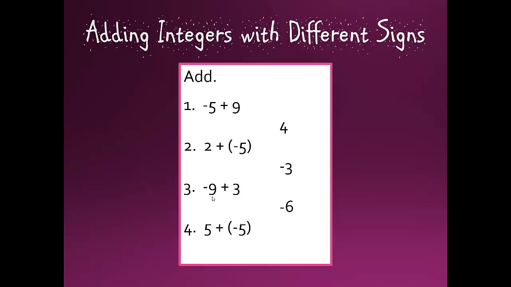And for number 4, we have 5 plus negative 5. 5 and negative 5 are opposites, so our answer is going to be 0.